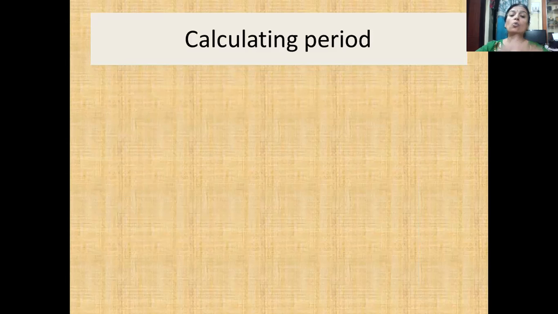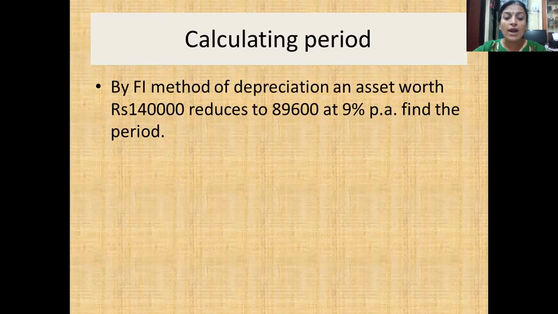And how to calculate the period, that is N? How to calculate the period, or N? Here, by FI method of depreciation, an asset worth rupees 1,40,000 reduces to 89,600.